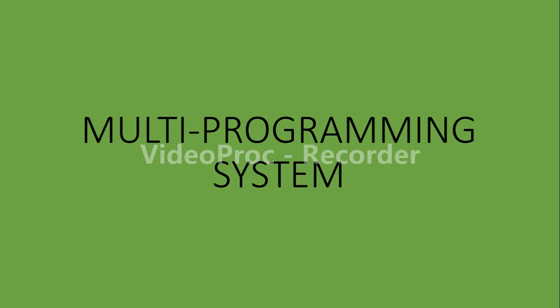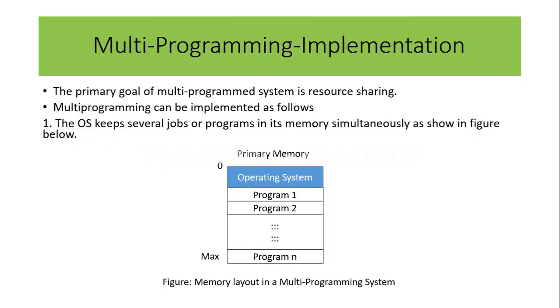Because here many programs are executing at a time, in the multiprogramming environment, the operating system should rapidly switch from one job to the other. So we can say that in multiprogramming, the most important aspect will be job scheduling. Now let us understand this multiprogramming system by looking at the implementation of it. This is the way in which we are going to implement the multiprogramming system.